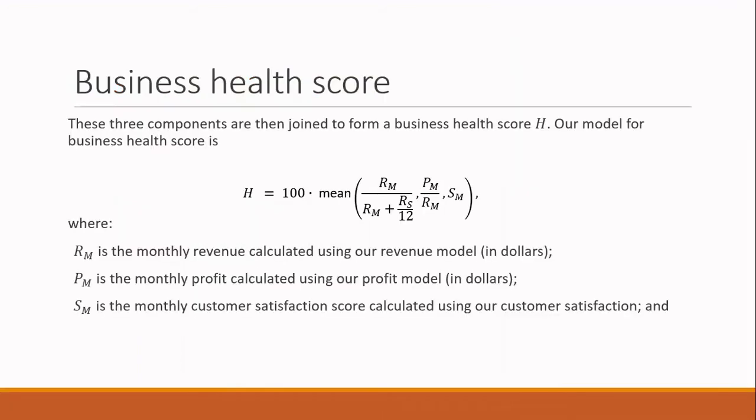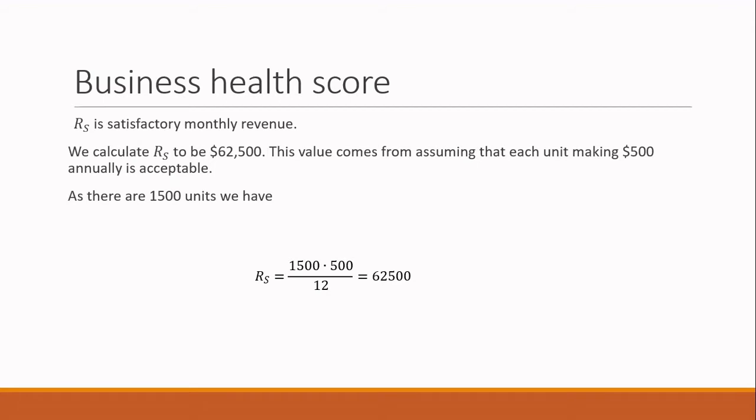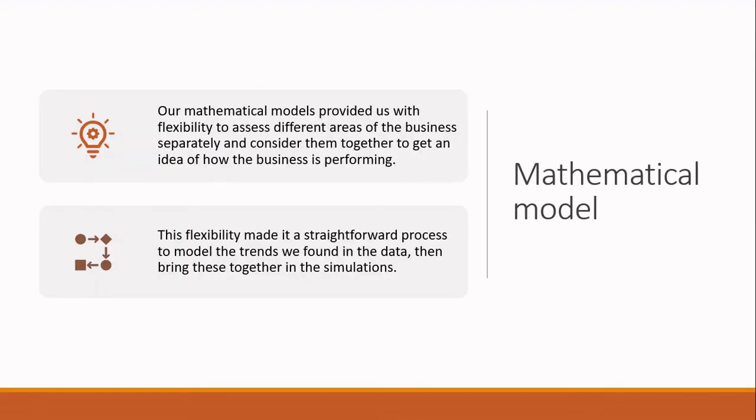The outputs of these three models are then amalgamated into a single model to provide an overall indication of how the business is performing. We call this metric a business health score. It is measured on a scale of 0 to 100%, where 0% indicates no profit and complete customer dissatisfaction, while 100% indicates high profit and complete customer satisfaction. Having these three separate models, as well as the amalgamated model, allowed the simulation Ethan designed to run very smoothly.